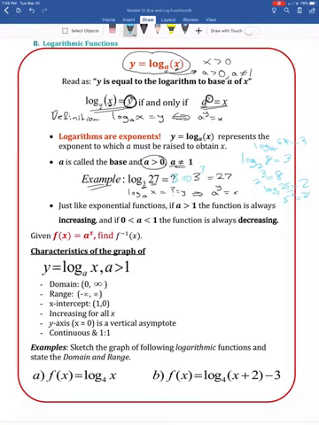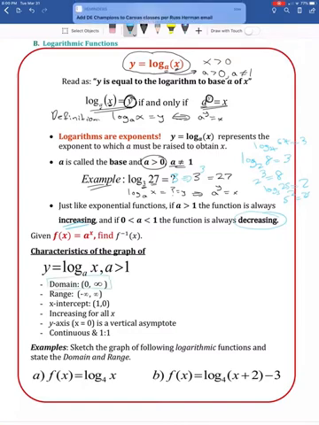Now, just like exponential functions, if a is greater than 1, the function is always increasing. If a is a number greater than 0 and less than 1, the function is always decreasing. So again, it's always increasing or decreasing. It's a one-to-one function. Domain, we mentioned domain restrictions. The input variable is some number greater than 0. Our range is our outputs, our y values, which is all real numbers.